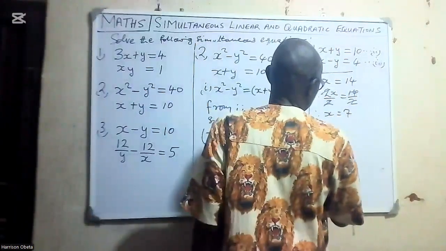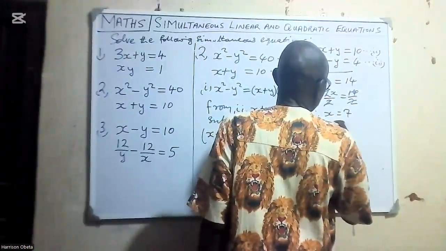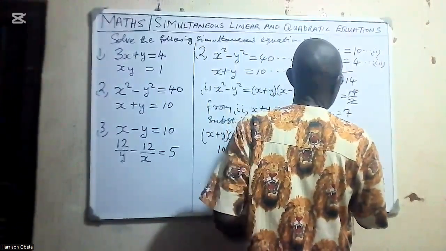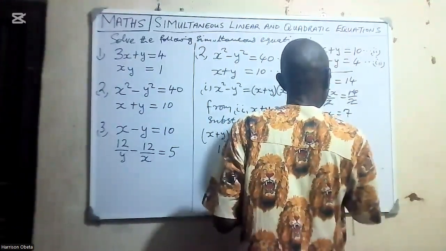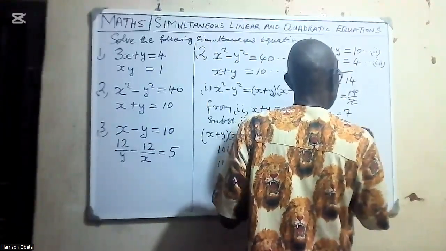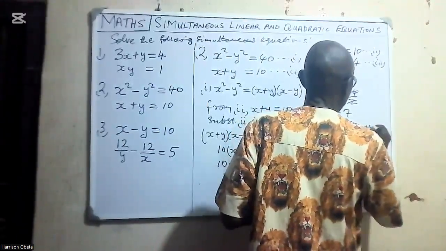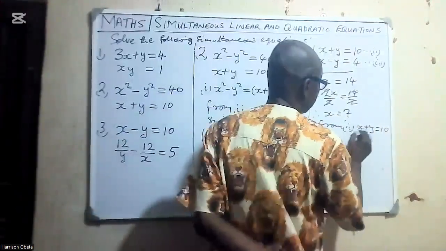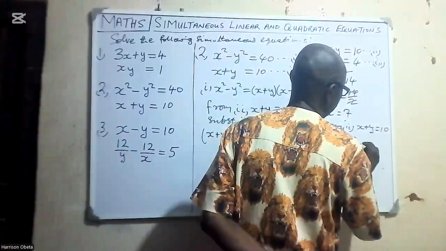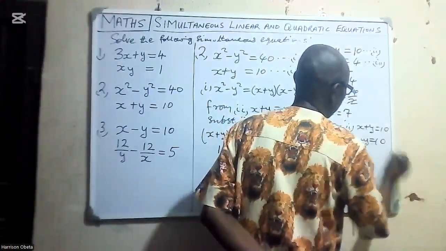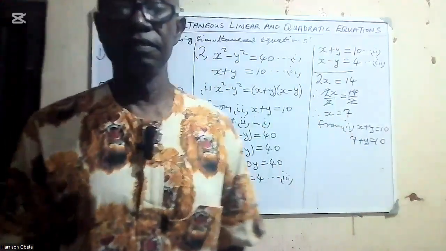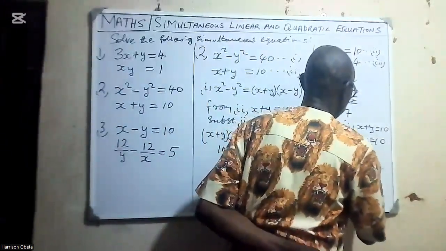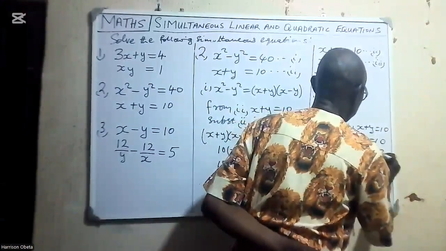So, in equation 2, we have x plus y equal to 10. And that means that 7 plus y is equal to 10, because we are now having the value of x to be 7. And that means that y is equal to 10 minus 7, which is 3.